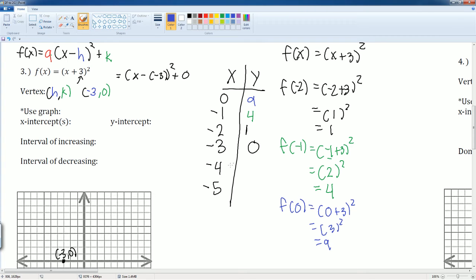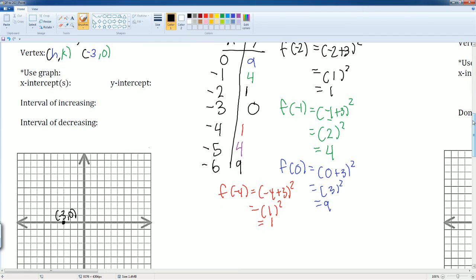Let's check negative 4 here. Let me make that red. Negative 4 for the function. So it's negative 4 plus 3 squared. Negative 4 plus 3 is negative 1, squared, which is 1. Do you see how it's very symmetrical? So it's 0 in the middle, 1, 1, so the next is 4. I could even do one more. If it's negative 6, I bet it is 9. You see 1, 4, 9. Quadratics will have a parabola that is very symmetrical.